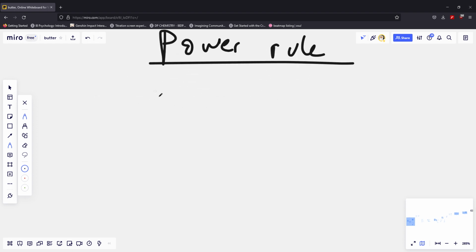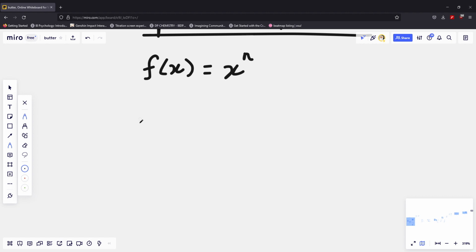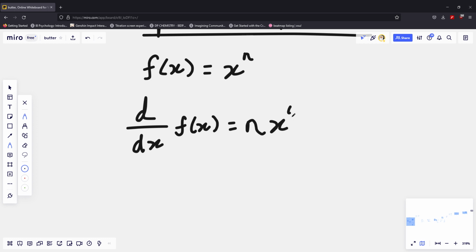It tells us that if we have a function, we'll call it f of x, say it's x to the power of n, and n is any integer, then the derivative with respect to x of f of x is going to be equal to n times x to the power of n minus 1. The n comes down and becomes the coefficient of x.